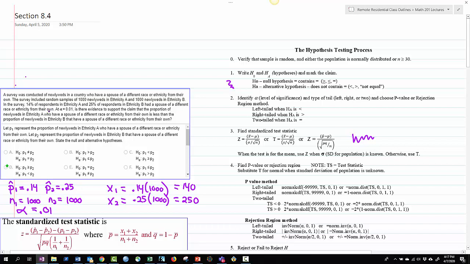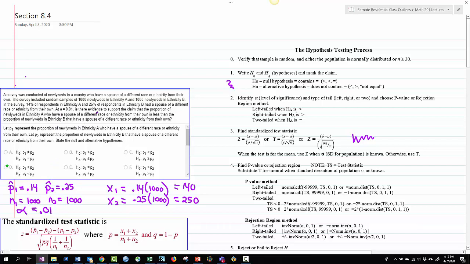So I've written this stuff out down here. There's 1,000 in both of the surveys, so n1 is 1,000 and n2 is 1,000. The proportions are 14% and 25%, so that's 0.14 and 0.25. These are the p-hats, right? Because these are from the data. The ones with the hat are the samples. At alpha equals 0.01, so here's our other number, level of significance of 0.01.